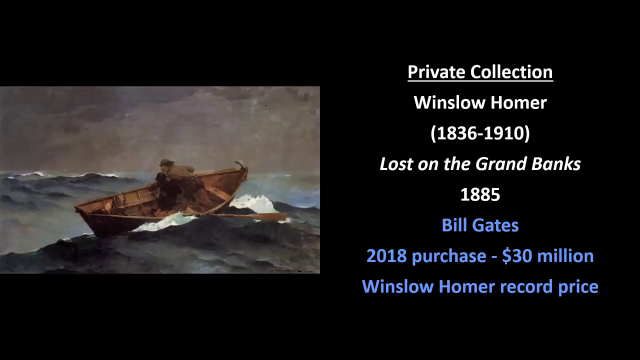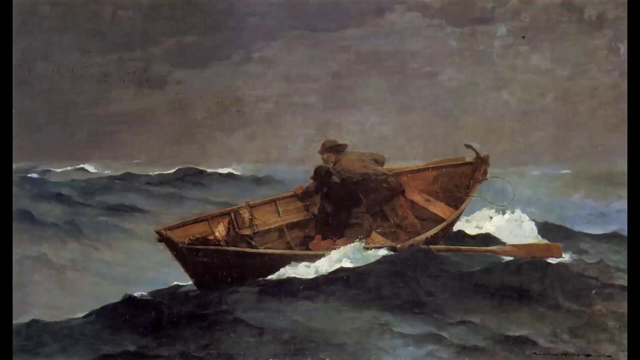So here's an interesting work. It's owned by a guy you've probably heard of, Bill Gates. The painting is called Lost on the Grand Banks, done in 1885. Bill Gates bought this painting back in 2018. He actually has a really significant art collection. He spent $30 million on it, which is a record price for a Winslow Homer painting. So if you've been using Microsoft, thank you very much.